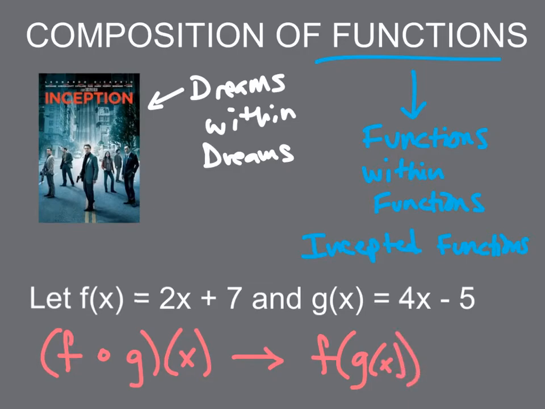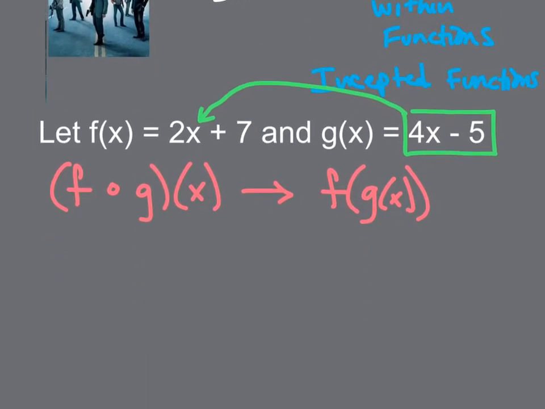All right, in this notation, what it says is that I'm going to take my entire function g and plug it into my function f, all right? So the idea is that I'm going to take whatever g is, 4x minus 5, and plug it into x of my other function, okay? So let's write it like this.